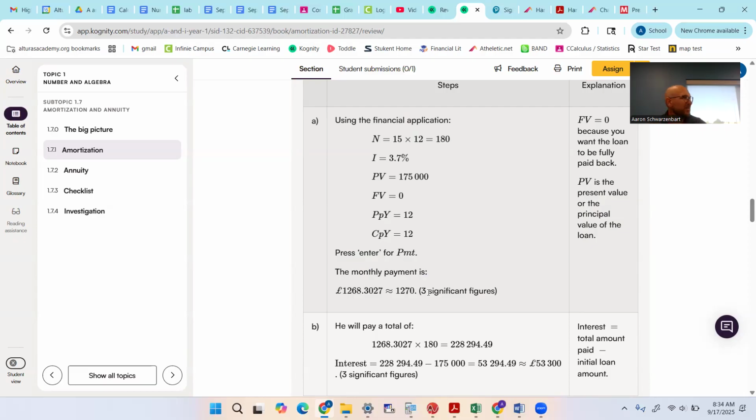The big thing here is you just do three. You just keep your first three numbers and round there. That's pretty much all you do in this course.